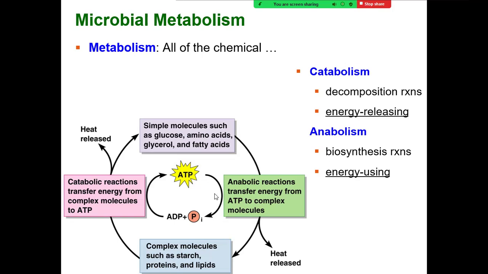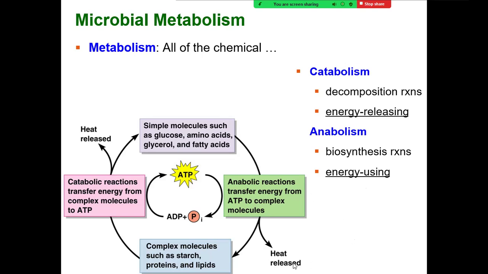Some of that energy given off can be used by this reaction so that this reaction can occur, because this reaction cannot occur unless energy is added to the system. And usually that energy is added by breaking down ATP. So anabolic reactions are energy using reactions. Any question about any of that?